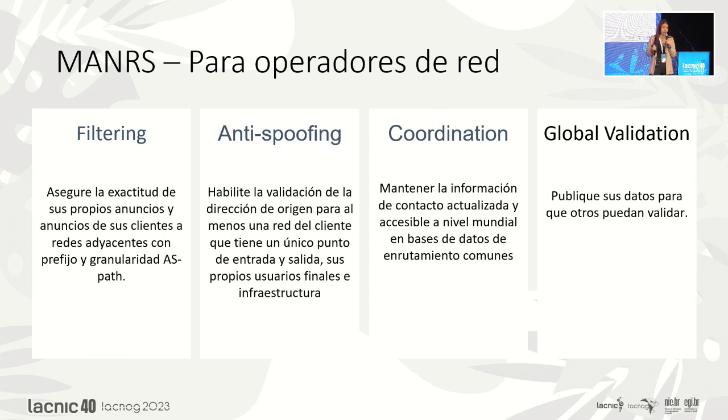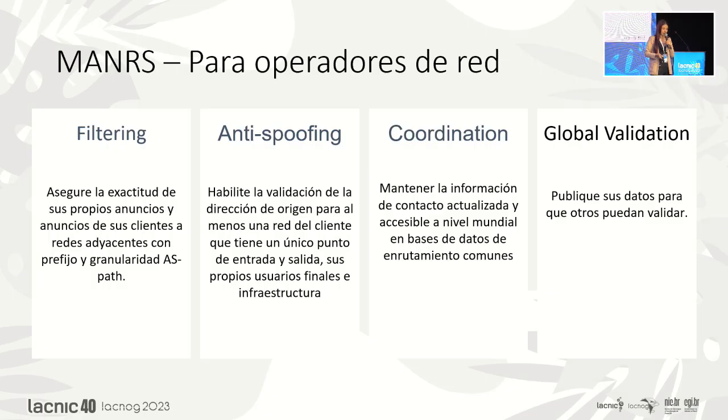Then we have the anti-spoofing part, which has to do with enabling validation of the origin address, particularly for those interfaces where we receive the connection with the external networks, and so deal with IP forging and identity theft. Then we have the coordination part, namely maintaining updated contact information, of who's responsible for that network. This needs not just one specific contact, but also the entire information of the group that operates the network, like the NOGs and the SOGs, where you can rapidly make contact in the event of an incident that affects the infrastructure of the connected networks.